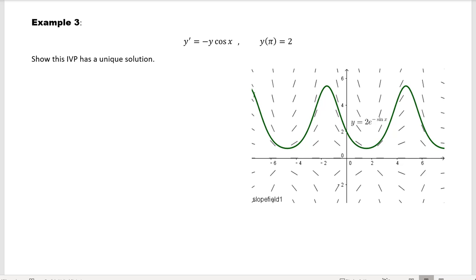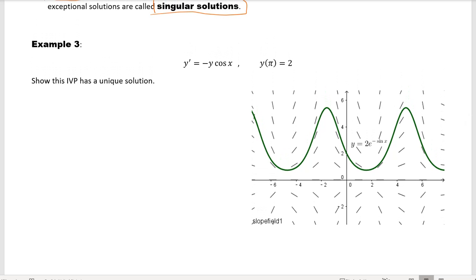So what do we do first? First step, make sure we're at the standard form. Step 1, do we have standard form? Yes. We have y prime equals minus y cosine x, so this is the standard form. Then f of x, y is the right hand side. Now second step, we want to look at f. F is minus y cosine x. Look at y: y is continuous everywhere. Cosine x is continuous everywhere.